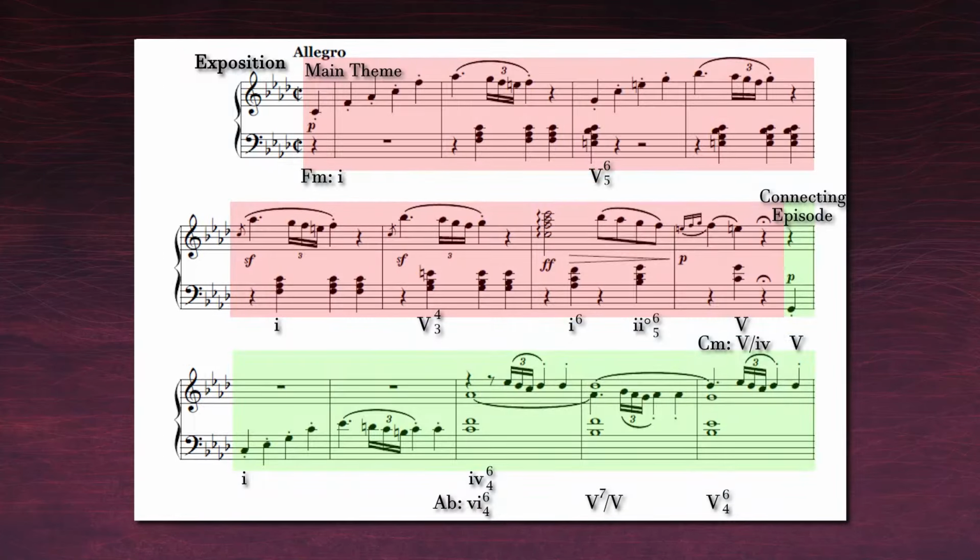The ascending arpeggio, known as the Mannheim rocket, is stated twice, once in the tonic and once in the dominant. This subject is reiterated and shortened until it reaches a climactic half cadence in measure 8, concluding the main theme.